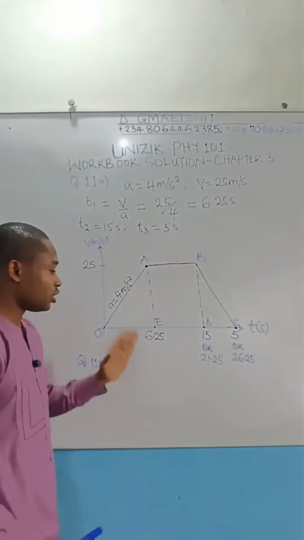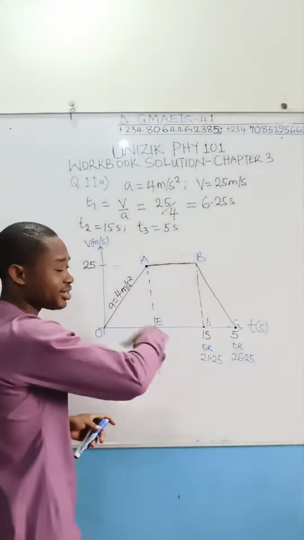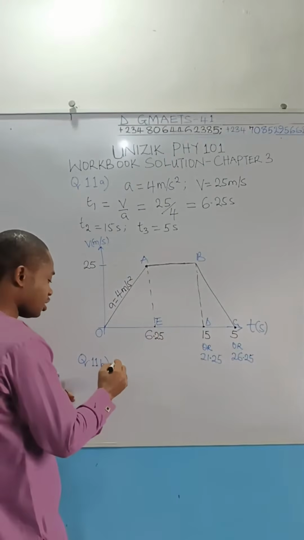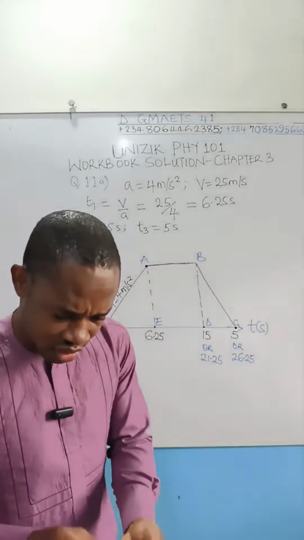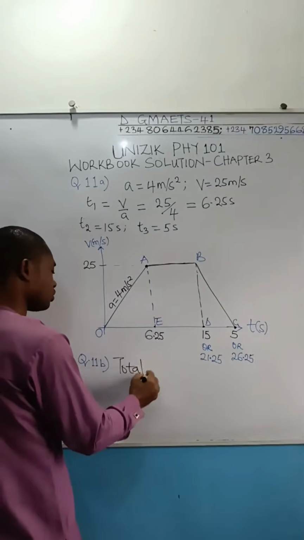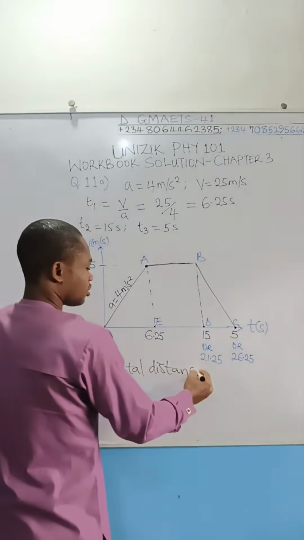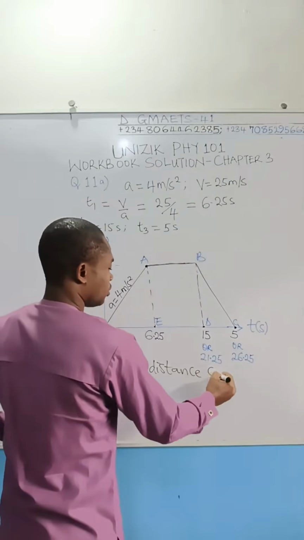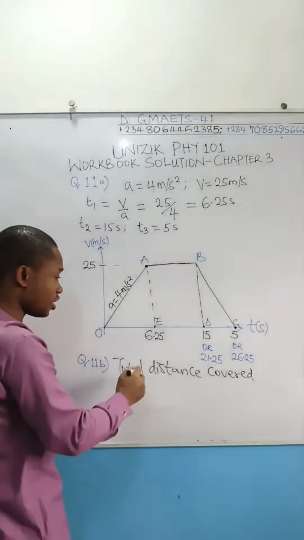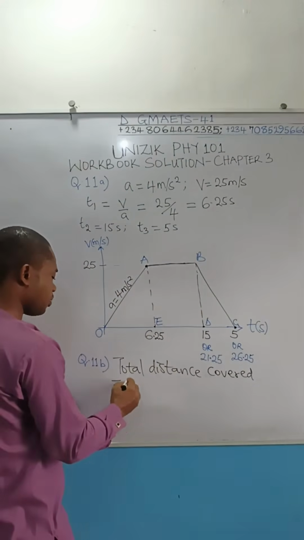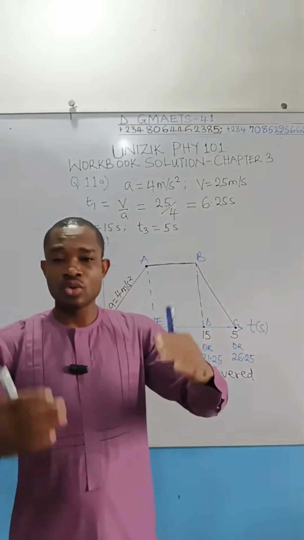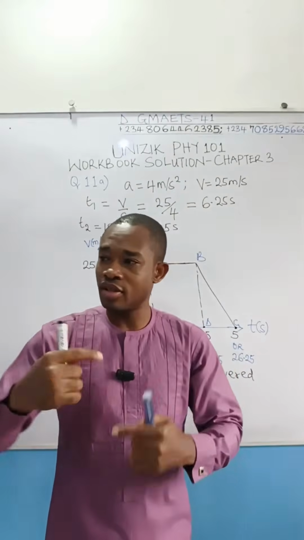So let us move on. I am going to use the area under this graph straight on since I know all the parameters. This is a trapezium, like I said. So distance, according to the equation, calculate total distance covered. Total distance covered will be equal to the area under the graph, which is the area of a trapezium. So I'm simply going to write 1/2. The area of a trapezium is 1/2 summation, addition of the parallel sides, then times height.